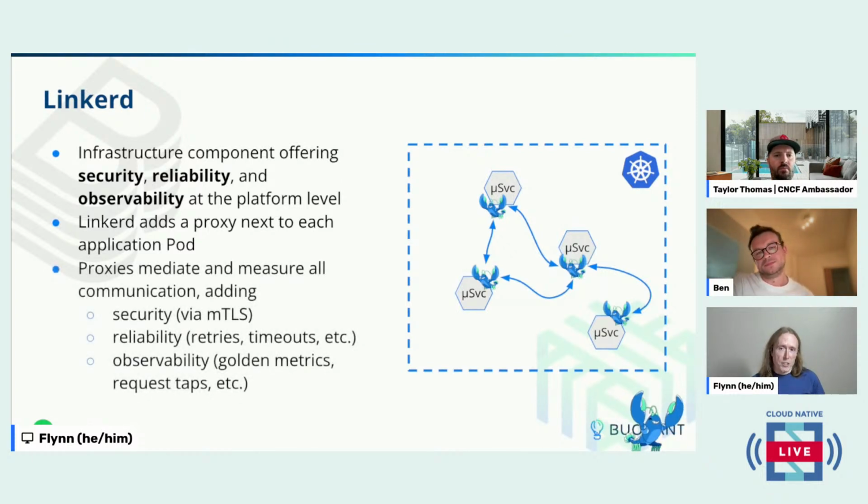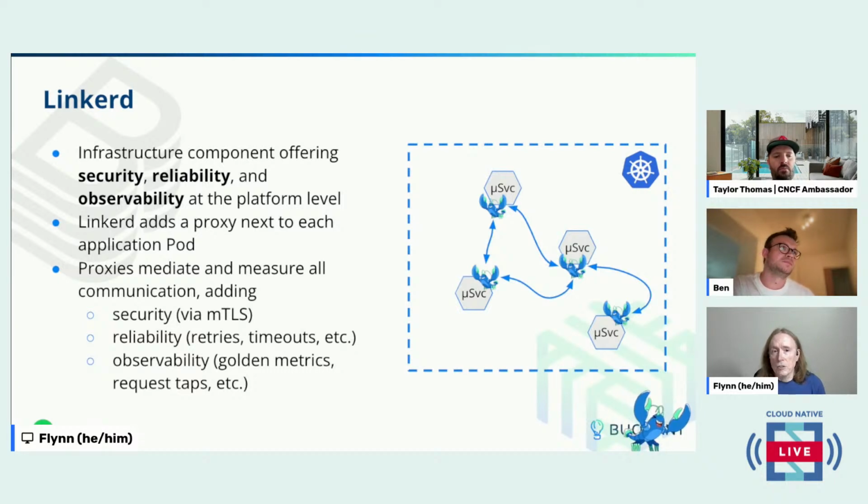Once we stick those proxies in there, we take over all the network communication and allow the proxies to mediate and measure everything happening over the wire between different application workloads. So we add mTLS for security. For reliability, we can do automatic retries, timeouts, circuit breaking, and funky routing. There's a bunch of stuff like that that we are in a position to do.